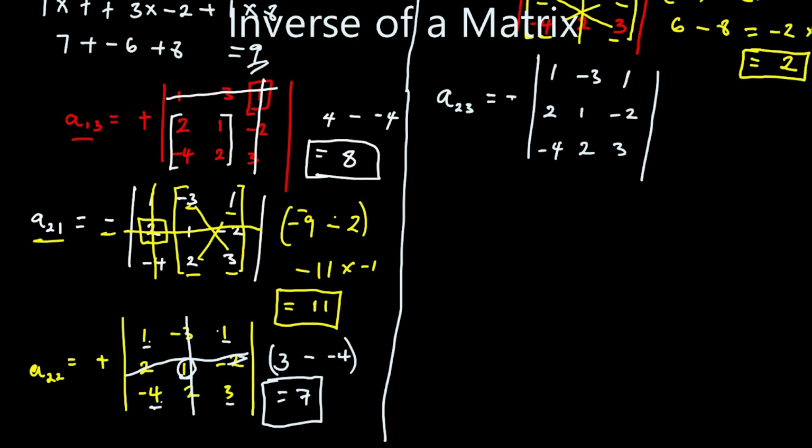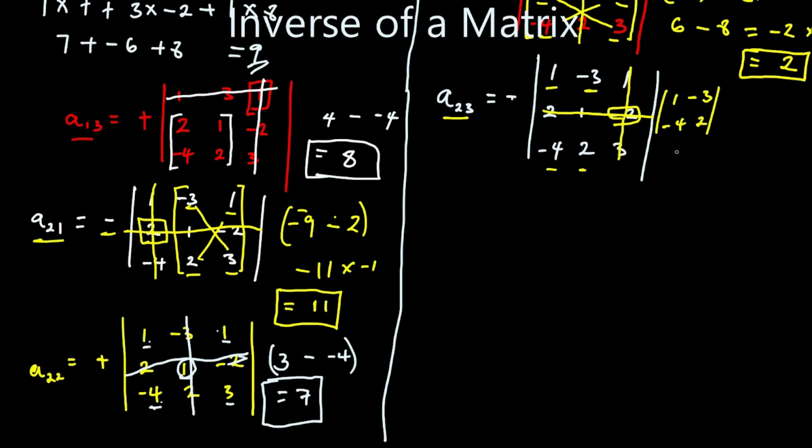We again close down the row and the column that has the element 2, 3. So 2, 3 is minus 2 here. So we close this row and the column. We remain with 1, minus 3, minus 4, and 2.